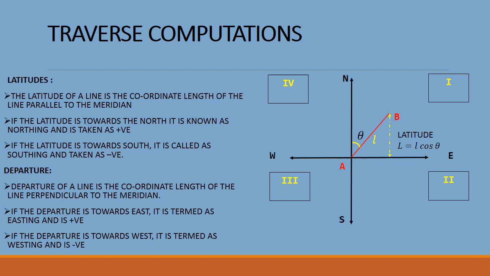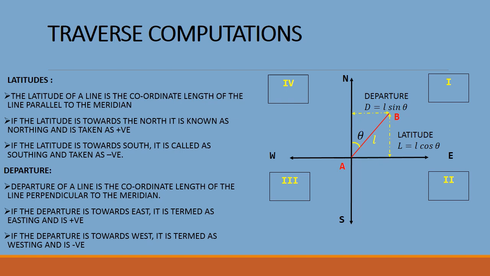Now what is departure? Departure is the coordinate length of the line which is measured perpendicular to the meridian, that is the north-south direction. We have to measure it in the perpendicular direction. Here is our departure, which is represented by capital D, and it is equal to l sine theta.